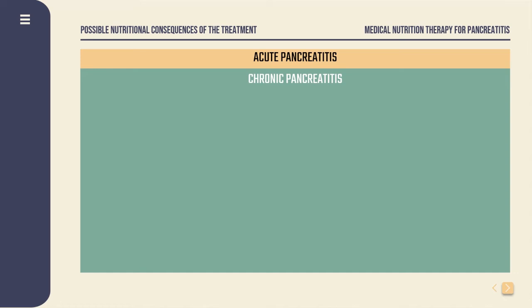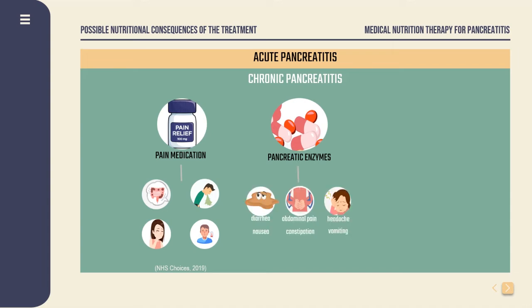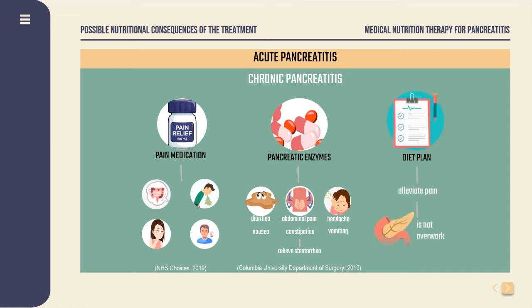The possible consequences of taking pain medicines in chronic pancreatitis may include constipation, nausea, vomiting, and drowsiness. Next, pancreatic enzymes may possibly cause side effects. However, they can relieve the steatorrhea symptom. Meanwhile, a suitable diet plan will help to alleviate pain, as the pancreas is not overworked from digestion.